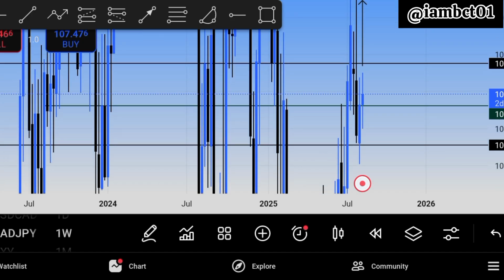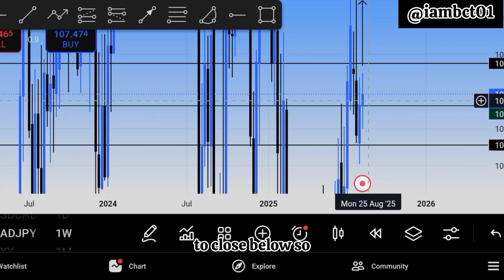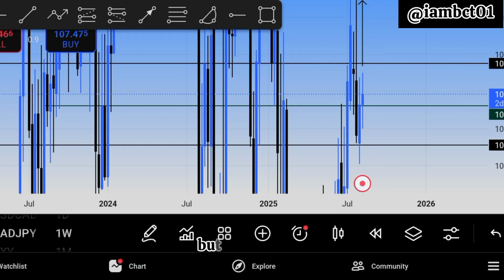This week the market is likely to come back and close below. So if this week closes up, we should be expecting something, but if not, this is what it should be as of this moment.